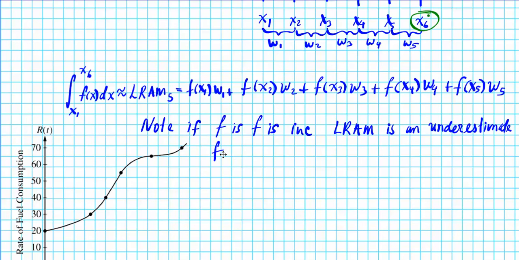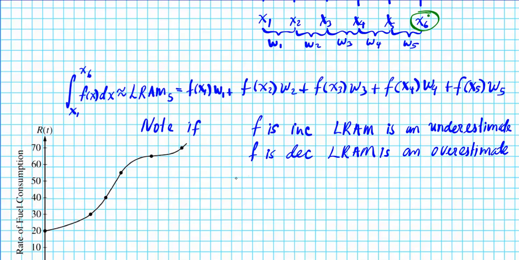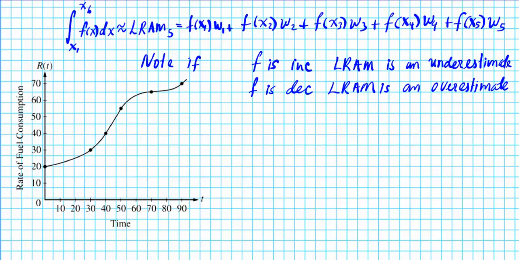But if f is decreasing on that interval, then LRAM is going to be an overestimate. It's going to be bigger than the exact area. Remember, rectangular approximations are just used to estimate the area underneath the curve. The integral tells you the exact area, okay? Because in this question, we're asked if this approximation was less than the exact value or not, we should know what the answer is just based on that.